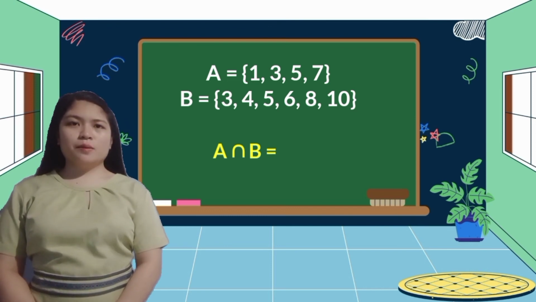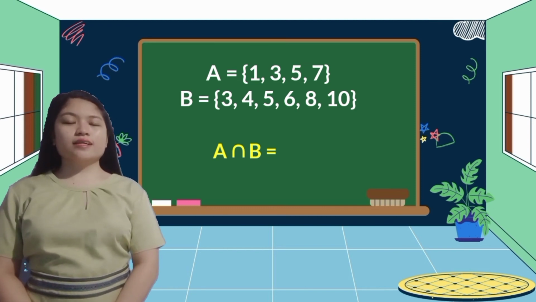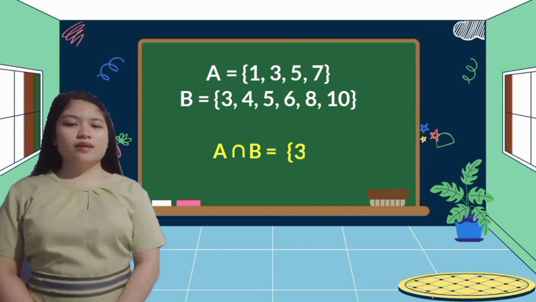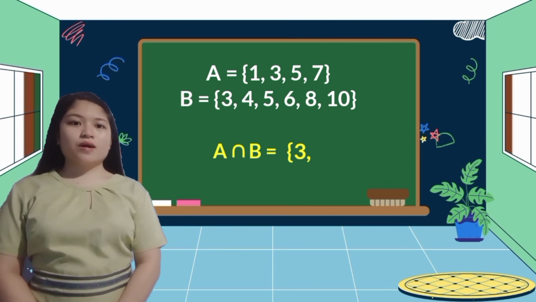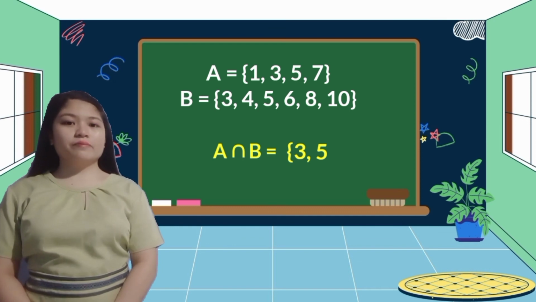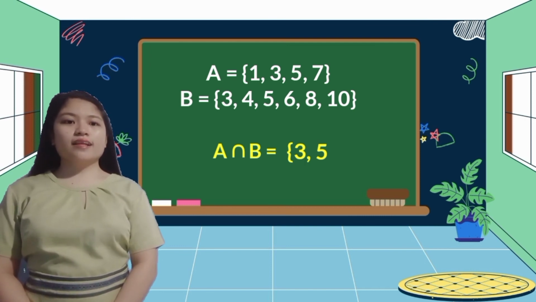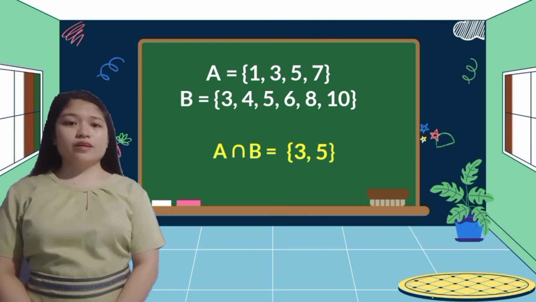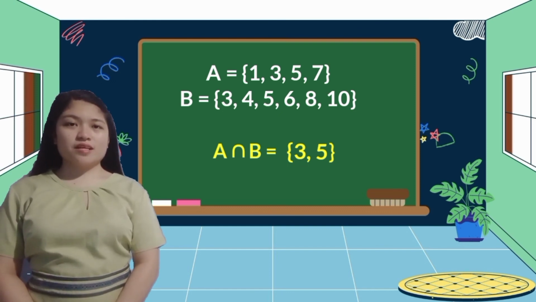In set A, we have 1, but B does not have 1. So we look at the next. In set A, we have 3, and we also have it in set B. So that's one element that they have in common. Next, we have 5, and in B we also have 5. And the last is 7 in set A, but it is not in set B. So the only elements that they have in common are 3 and 5. So this would be A intersection B equals {3, 5}. So that's the final answer.